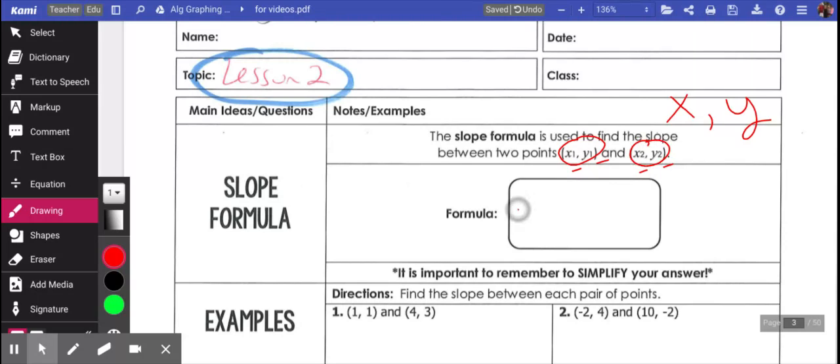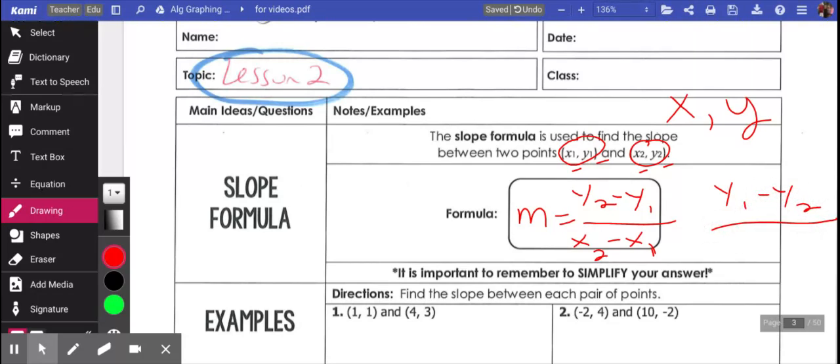So the formula is m equals, which is for slope, and then they do y2 minus y1 over x2 minus x1. Now, technically, you could reverse that, and it could be y1 minus y2, and then this one has to be x1 minus x2. So either way works. But if you have the y2 first, then you have to make sure the x2 is here first.